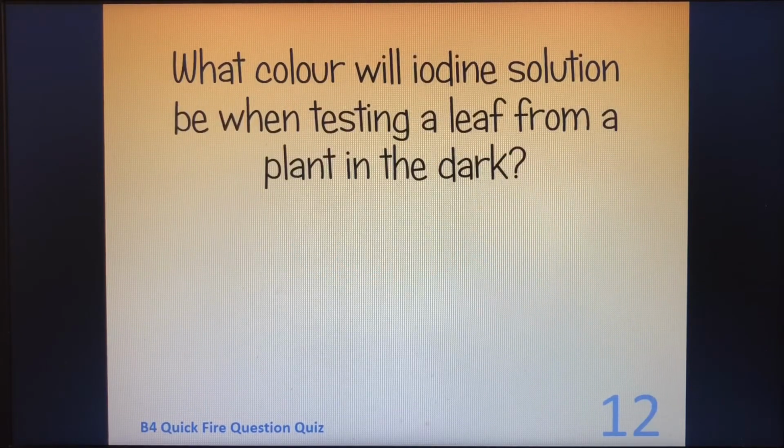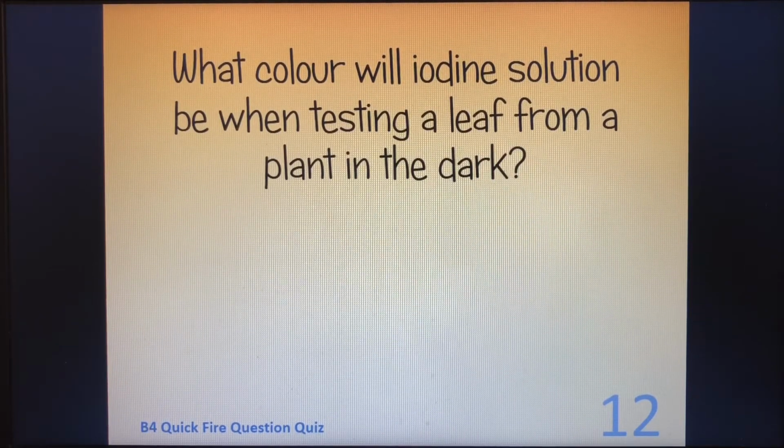Question 12. What colour will iodine solution be when testing a leaf from a plant in the dark? So the plant has been stored in the dark for a good few hours, okay, and then we do the test where we put the iodine on the leaf. What colour will that iodine solution be?